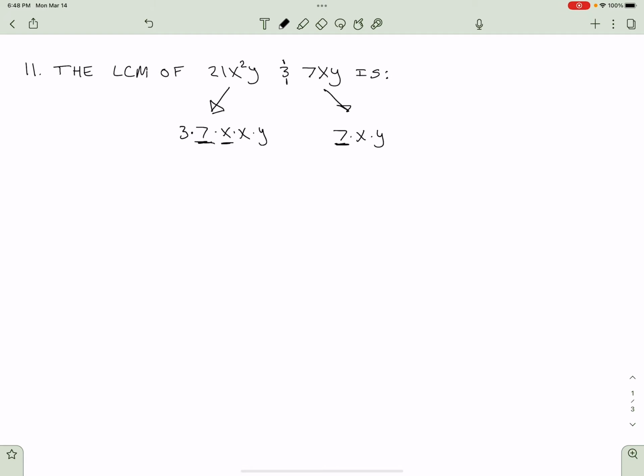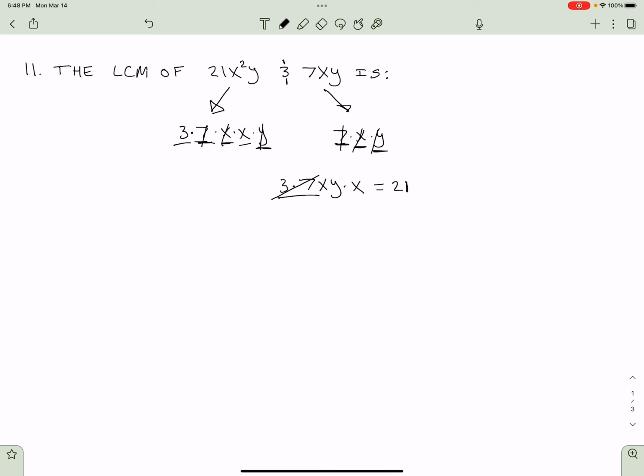And I have 1x in both. And I have 1y in both. So I'm going to go ahead and rewrite those. Those are common between both of them. Now what's not common between them is the 3 and the x. So I'm going to have to multiply those in too. When I simplify this, I would say I have a 3. Let me go back. I have 3 times 7 right here, which would be 21.